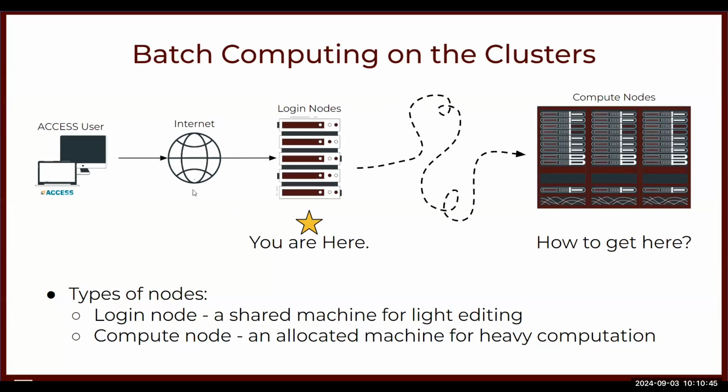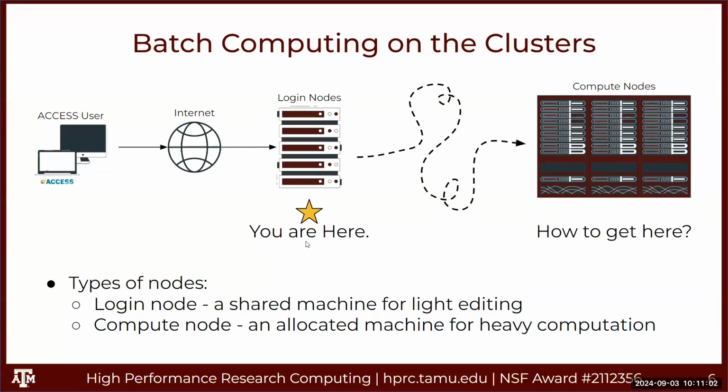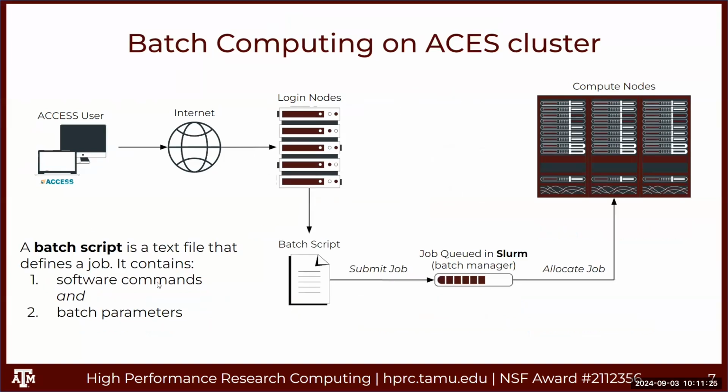So we are now in the shell. You are on the login node, as you can see. The difference between the login node and the compute node is that the login node is for light editing and viewing files, activities such as that, while the compute node is for heavy computation. So when you require a lot of computational power, you want to get from the login node to the compute node. So how would you get from the login node to the compute node, you might ask?